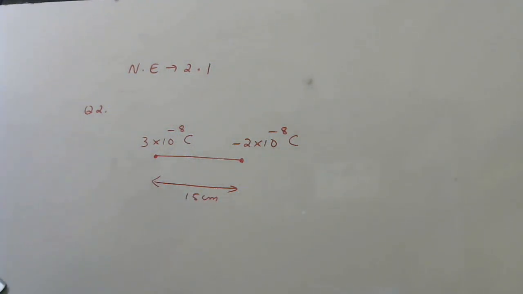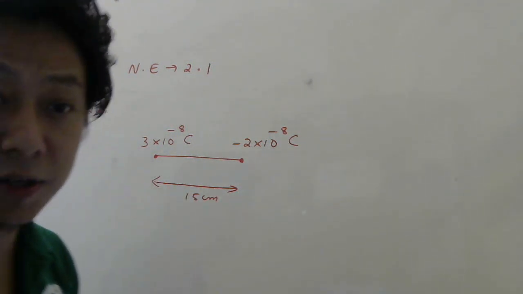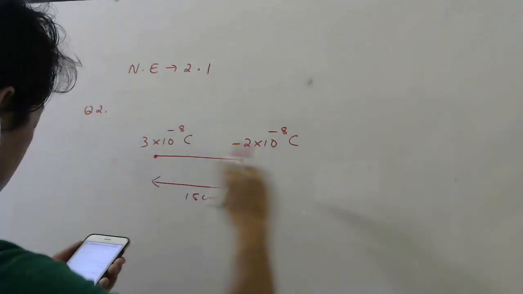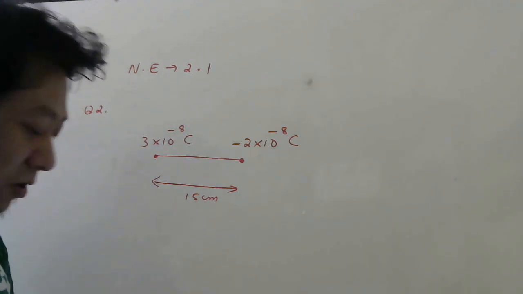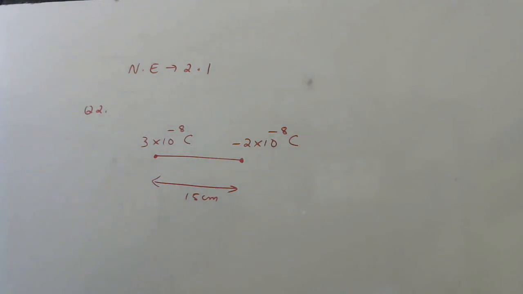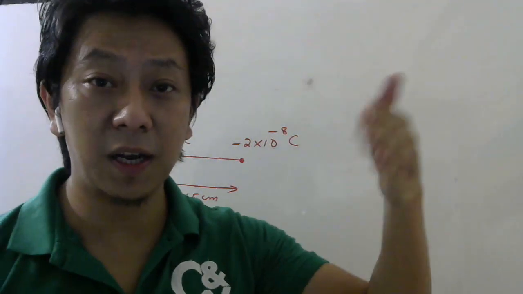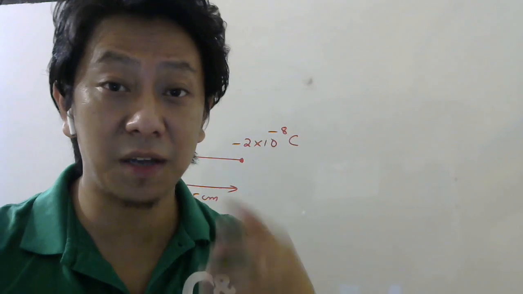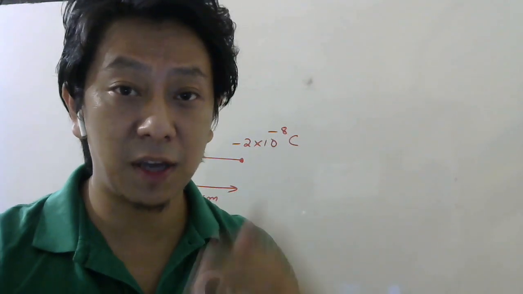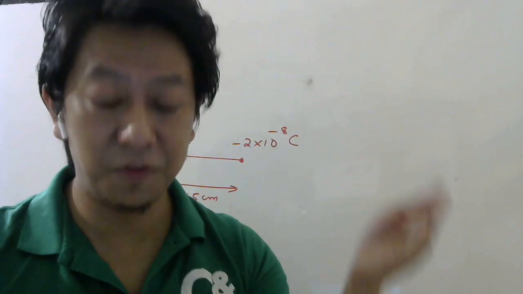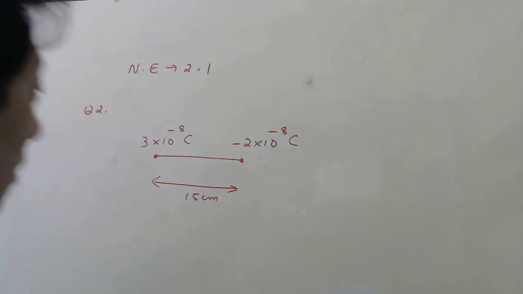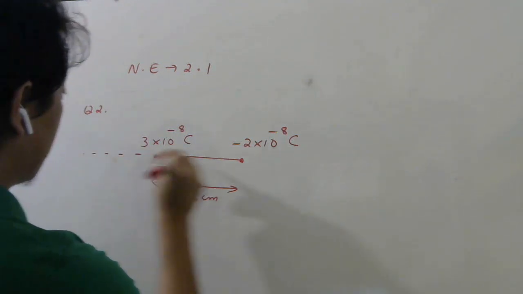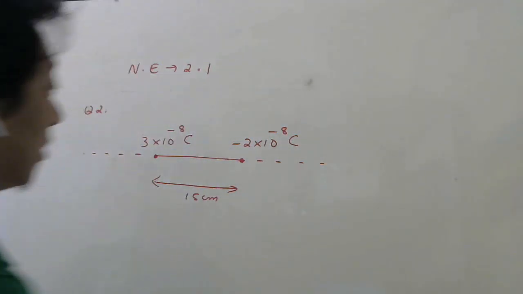The question is, at what points on this line is the electric potential zero? They are asking you to take potential at infinity as zero. Already we know infinity has been chosen as the reference of potential. That means the potential at infinity is zero. So the question is, at what points along this line will the potential be zero?